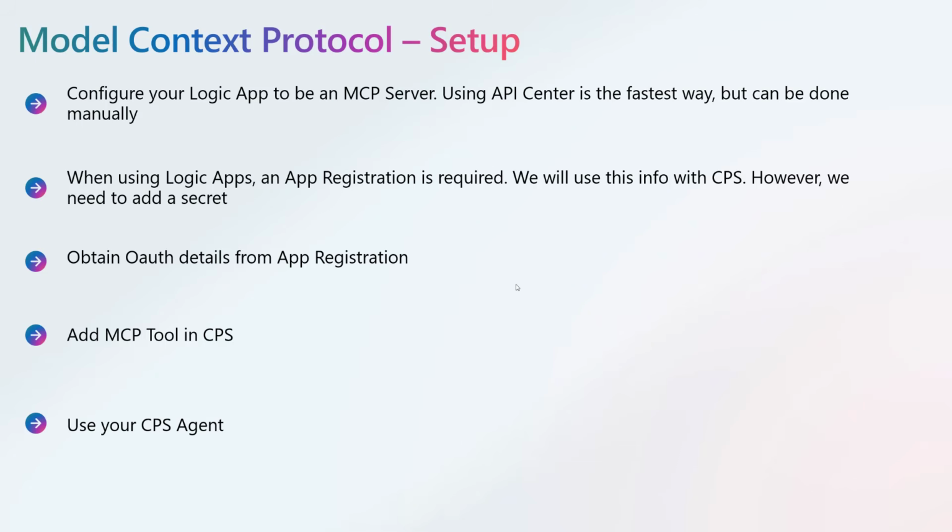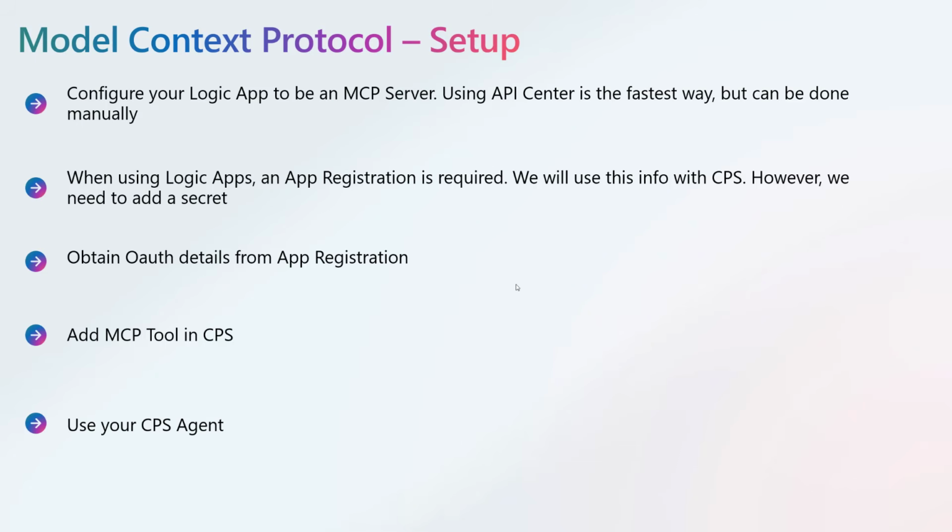Now, when we use API Center, we're going to have an app registration created as part of the whole security setup. We will need to update this app registration, and we will add a secret to it. When Copilot Studio wants to authenticate, they want to use a secret, so we'll add that.